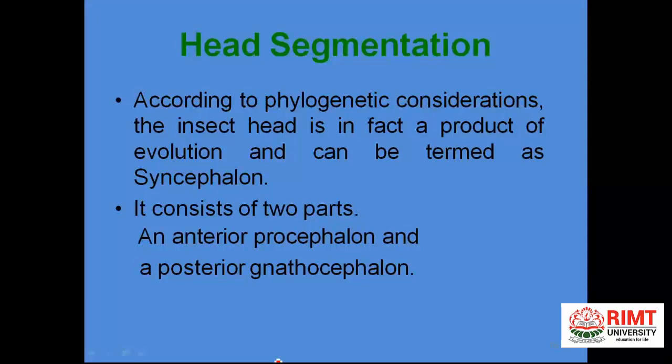According to phylogenetic considerations, the insect head is in fact a product of evolution and can be termed as syncephalon. Syn means fused, cephalon means related to head: fused head. It consists of two parts, an anterior procephalon and a posterior gnathocephalon.